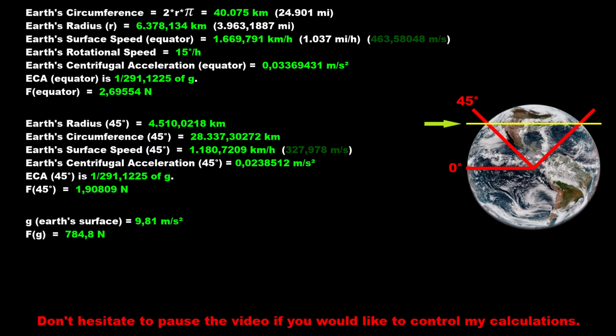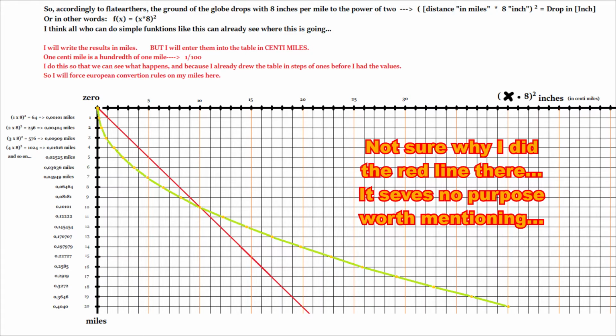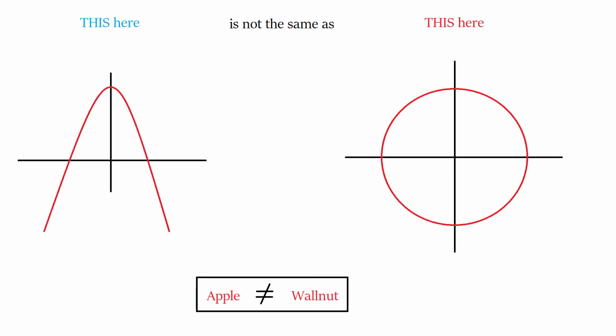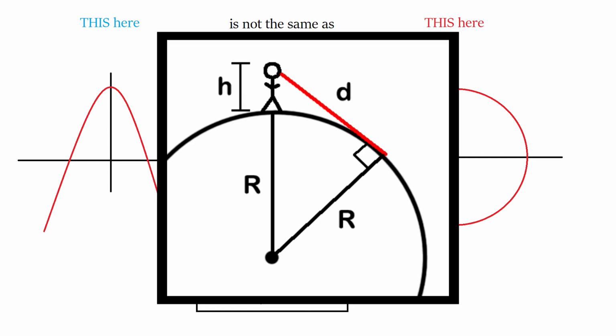Before the video ends, there is another thing to say. If you are a flat earther and you are using this formula to calculate a drop in the distance for the globe, please just stop. There is no good coming out of it. A parabola is not a circle, and will never be a circle. Please just take 2 times radius times pi, and some rule of 3, and do the Pythagoras. a squared plus b squared equals c squared.